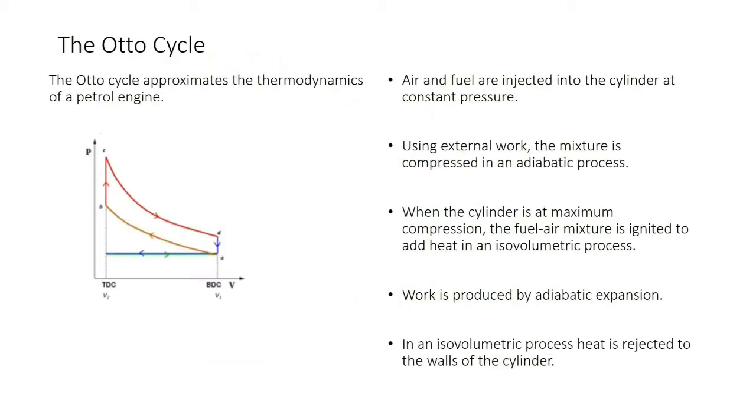The Otto cycle approximates the thermodynamics of a petrol engine. The figure below shows how the thermodynamic cycle of the Otto engine operates. Air and fuel are injected into the cylinder at a constant pressure. Using external work, the mixture is compressed in an adiabatic process, shown by the path from A to B. When the cylinder is at maximum compression, the fuel-air mixture is ignited to add heat in an isovolumetric process, shown by the path from B to C. Then work is produced by adiabatic expansion, shown by the path from C to D. Lastly, in an isovolumetric process, heat is rejected to the walls of the cylinder, shown by the path from D to A.